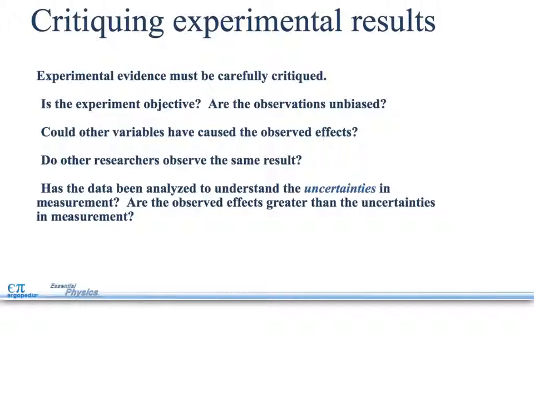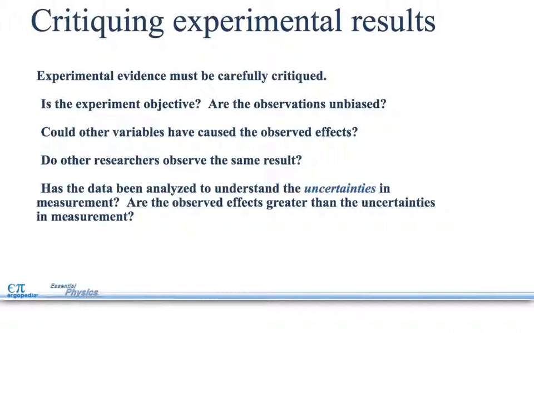All right. Experimental evidence must be carefully critiqued. In doing this, is the experiment objective? Is it objective, or is the scientist trying to get to his own outcome? Are the observations unbiased? Make sure that the scientist is only writing down what happens and not what he wants to happen. Could other variables have caused the observed effects? You need to make sure that your variables, like we looked at in the last chart, where you only had 2 variables going there. Are there any other variables that could affect the results?